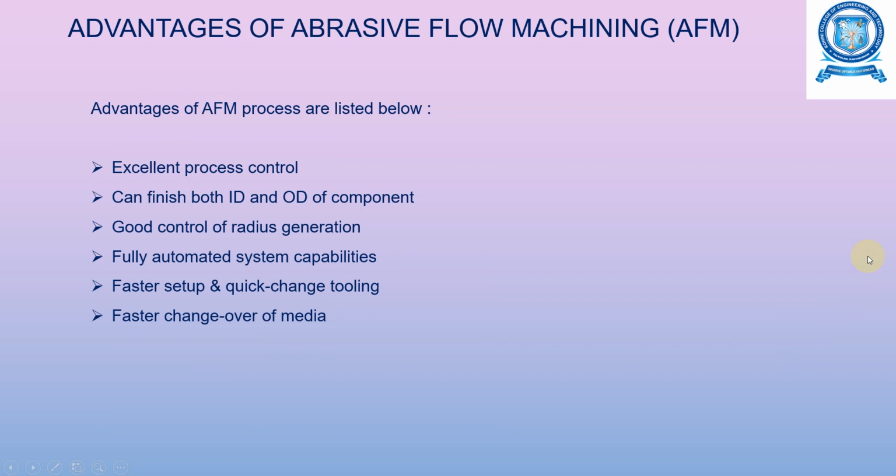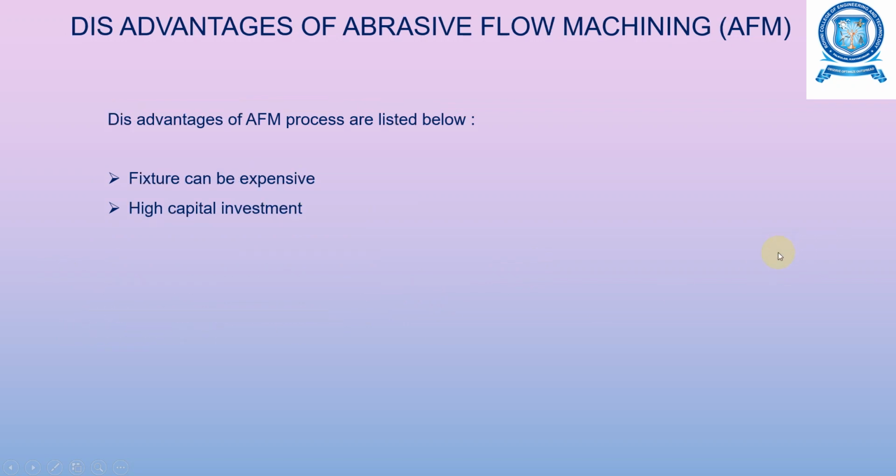So the advantages of abrasive flow machining processes are listed below. It has excellent process control, can finish both the internal diameter and the outer diameter of the component, and good control of radius generation. It has fully automated system capabilities, faster setup and quick change tooling. And the last advantage is faster changeover of media. Coming to the disadvantages, the fixture can be expensive. So the capital investment is also high.